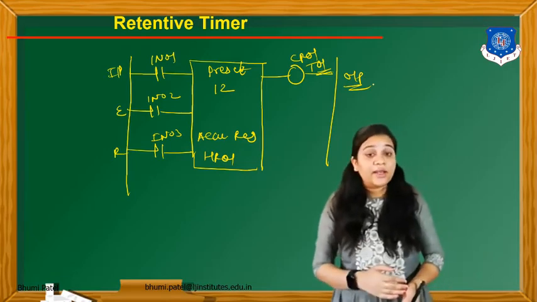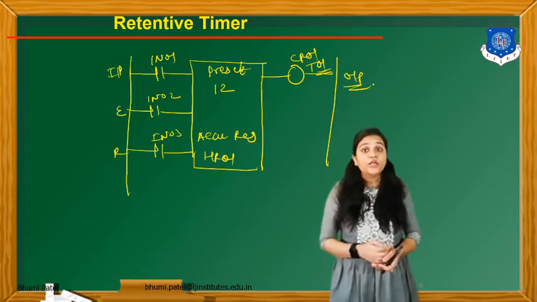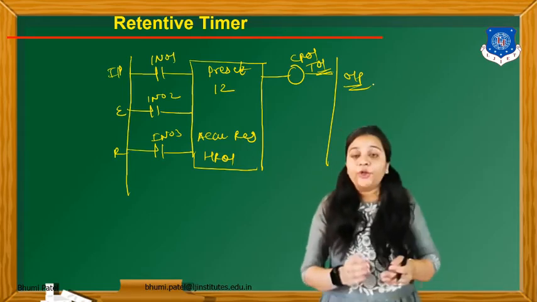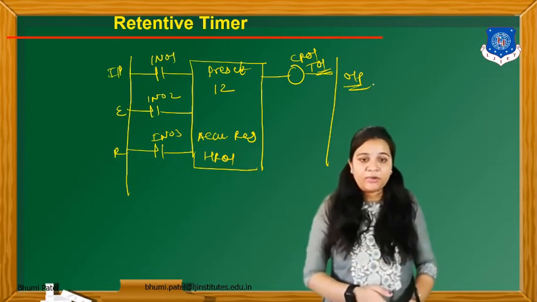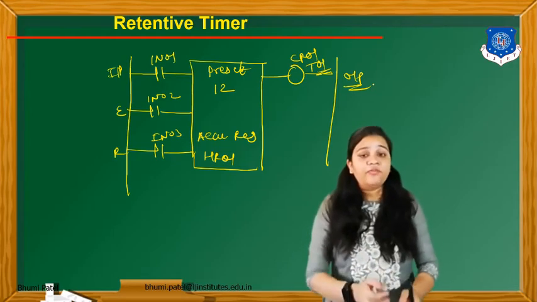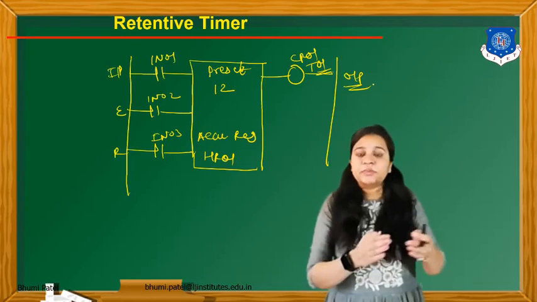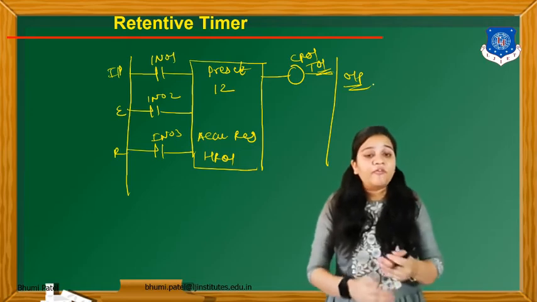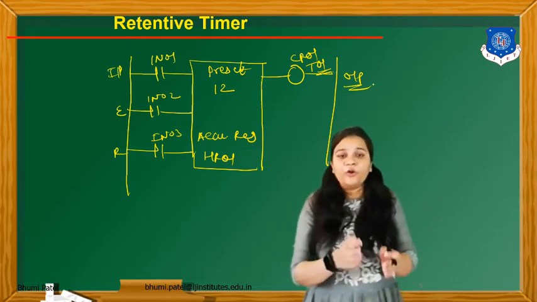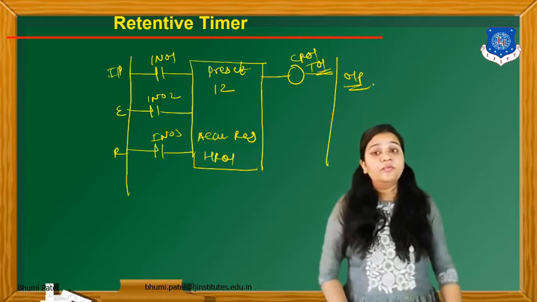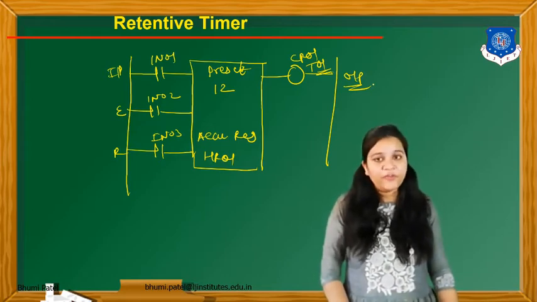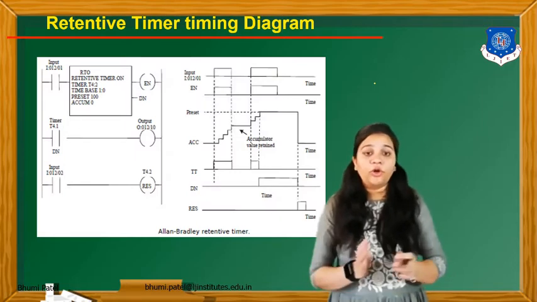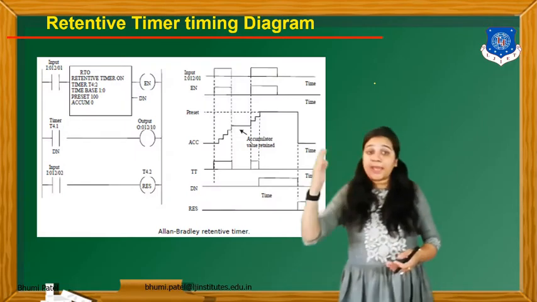That time we can connect the off timer. Depending upon the application, the retentive timer is classified into two types: T on timer and T off timer. If we want the output to turn on after some seconds, we connect the T on timer, and if we want the output to go off after some time, we connect the T off timer.